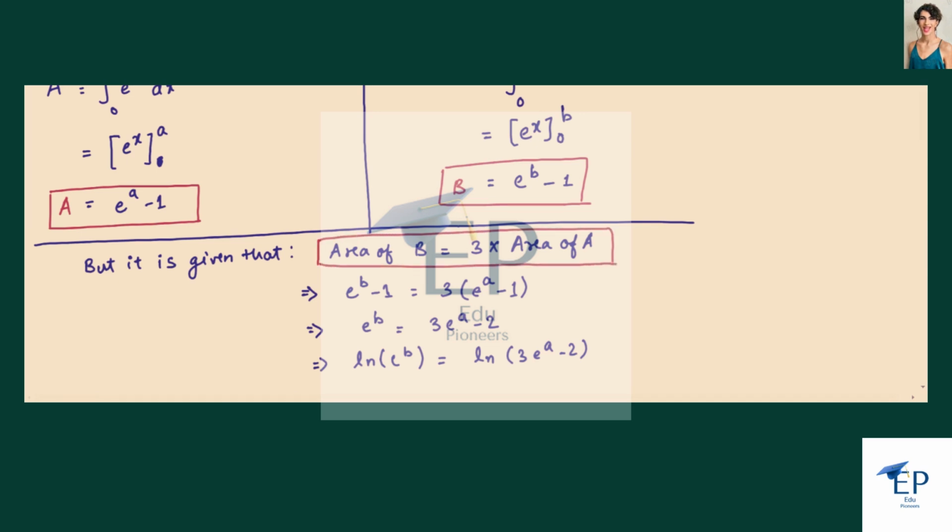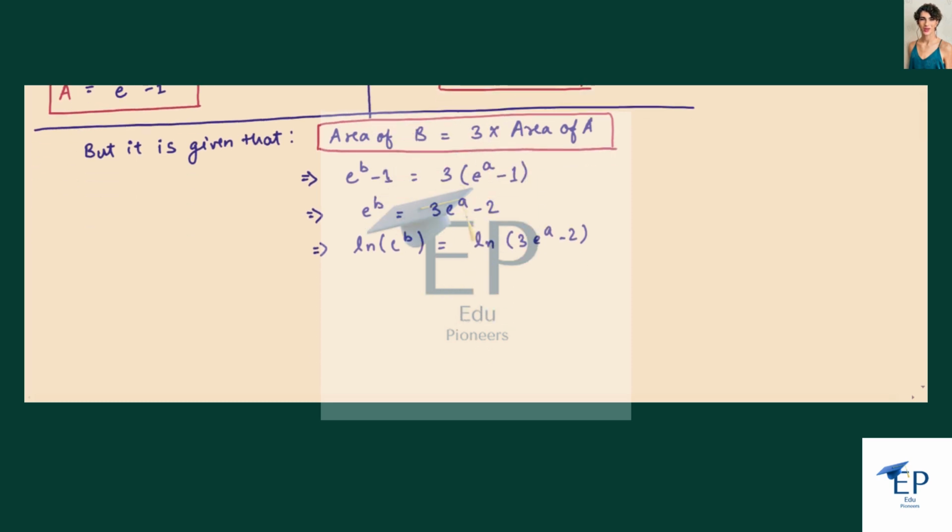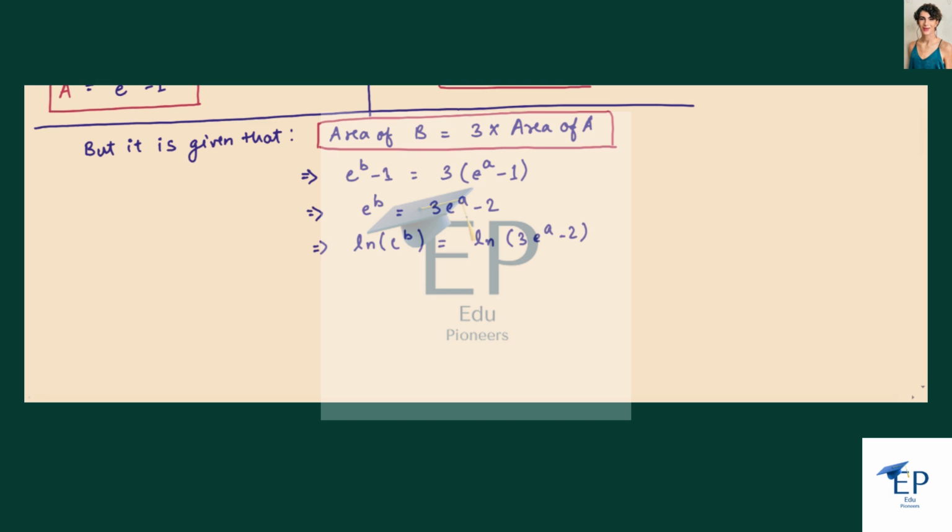This is very simple, isn't it? So we will put this value, but we are getting e to the power something. To cancel out e, that is the exponential form, we need to put it into normal form. So what we will do here, we will just take ln, that is log. We know that log and e cancel each other, so this becomes b equals ln(3e to the power a minus 2). So this is our answer to this problem.